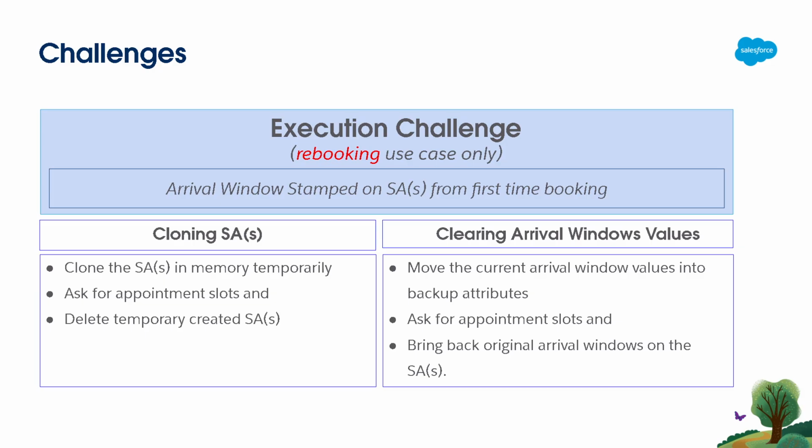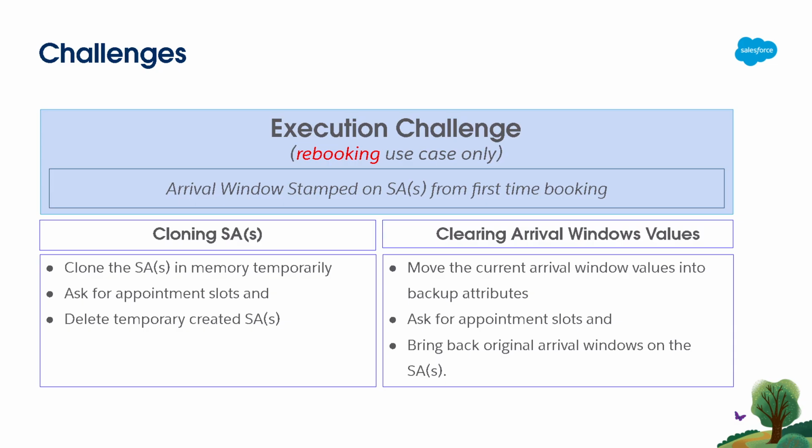Now, both these approaches have their advantages and disadvantages, in terms of creating an in-memory SA, which could be a chain or a single one, versus having updates on the service appointment when actually there is no update, right? So this is one decision we have to take on which way we want to do it.